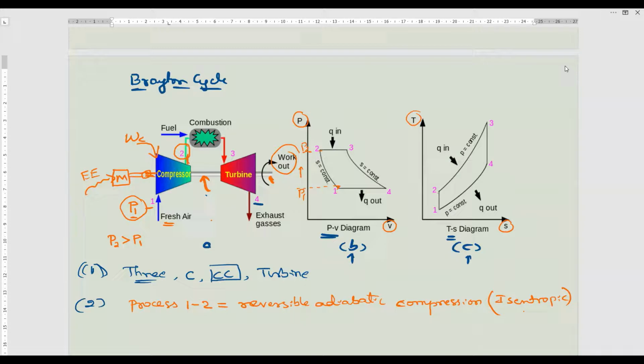So 1 to 2 in the TS diagram, just look at this diagram. Here S1 is equal to S2, entropy is constant. So I have to show the arrow mark upward, and here it is also an upward arrow mark. So that is the first process. It takes place in the compressor. Once you supply some mechanical energy, the compressor takes the atmospheric air at pressure P1 and increases the pressure to P2.